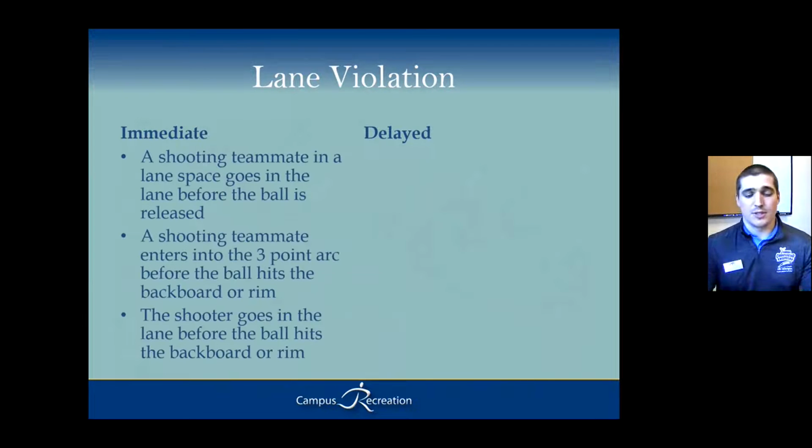Okay, lane violations. These are when we're shooting free throws. You need to blow the whistle immediately if somebody on the shooting team commits a lane violation. Essentially, if somebody on the shooting team is in the lane spaces, that second spot, and they step inside the lane or step on the line before the ball is released, then we can immediately blow a whistle. Similarly, if they are outside of the arc, they need to wait until the ball hits the backboard or the rim before they're allowed to leave. So even if the ball is in the air and they step over, that'll be an immediate lane violation.